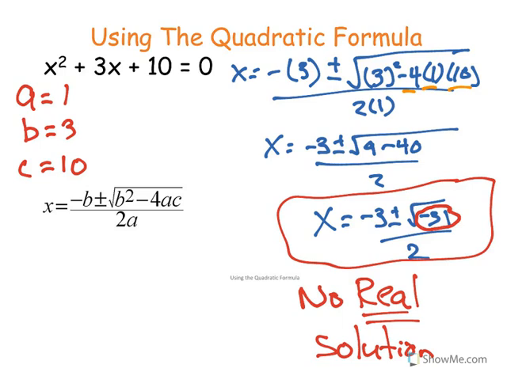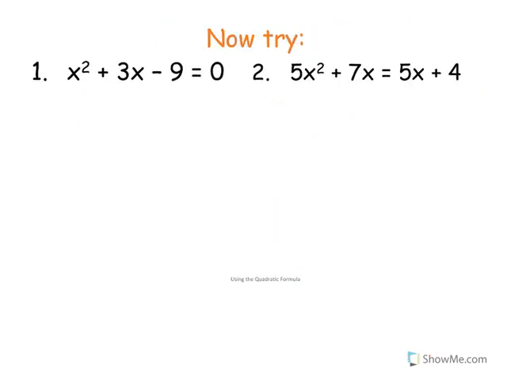So anytime you end up with the quadratic formula or completing the square, if you get a negative inside the radical, that's what's called an imaginary number. We simply say there's no real solution. All right, so let's take a look then at these two.